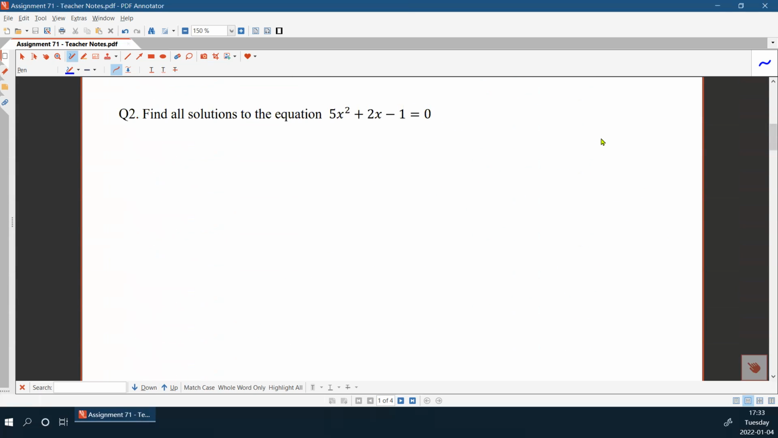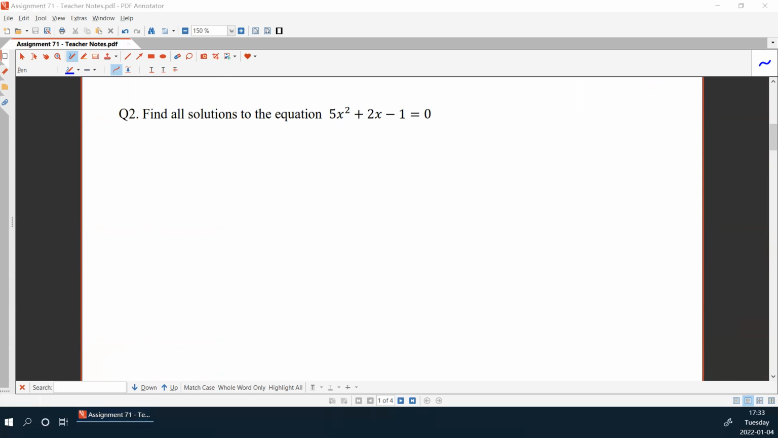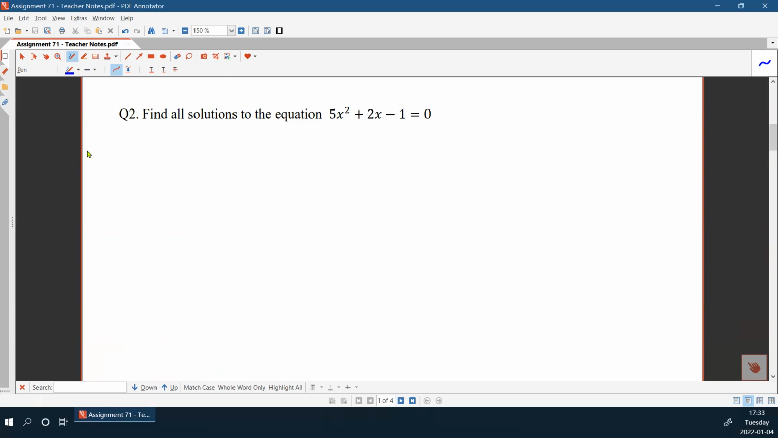Next question. Find the solutions to the equation 5x squared plus 2x minus 1 equals 0. You could choose either way to do it. You could solve it by completing the square method or by directly using the quadratic formula, right? So let's try using the quadratic formula here. Apparently, the three coefficients are: a is 5, b is 2, and c is -1, because this equation is already in its standard form.